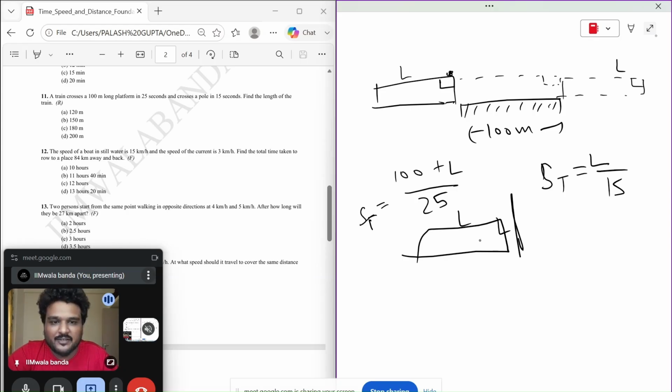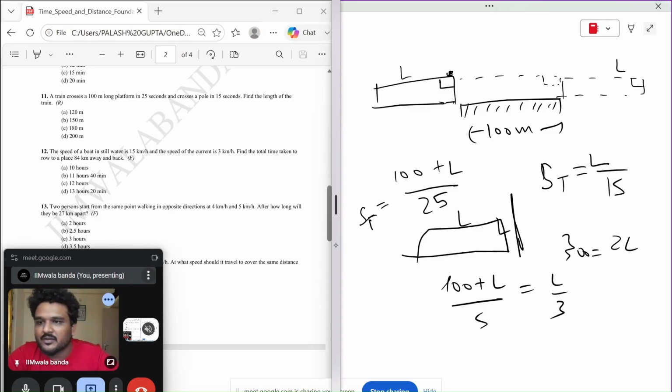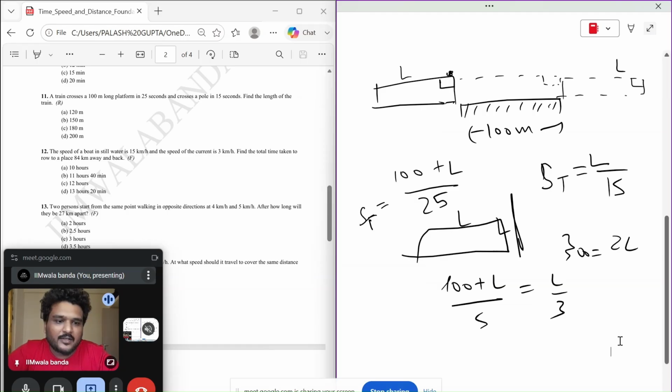So I have to keep my eyes on L, and if you equate the two equations, it simply becomes 100 plus L, and 15 and 25 can be reduced as 5 and 3. And if you look at it, this becomes 300, this becomes 5L, this is 3L. So 3L will go here, 2L, and this is 300, so L is 150. So you can proceed. Let's go.